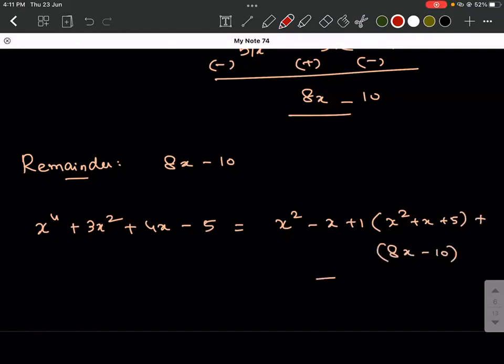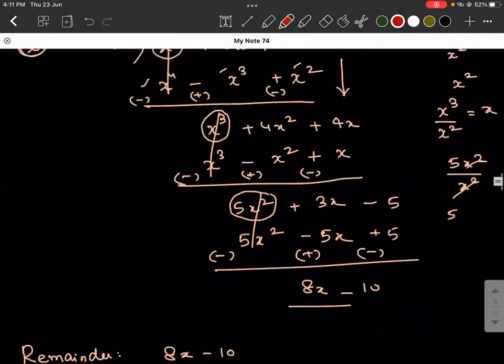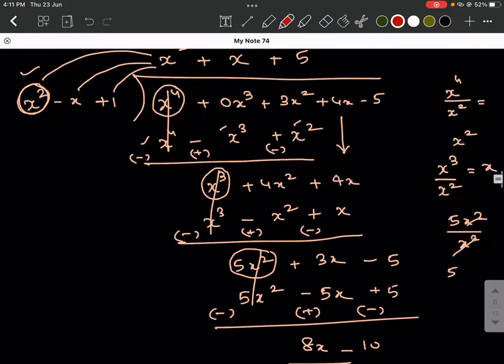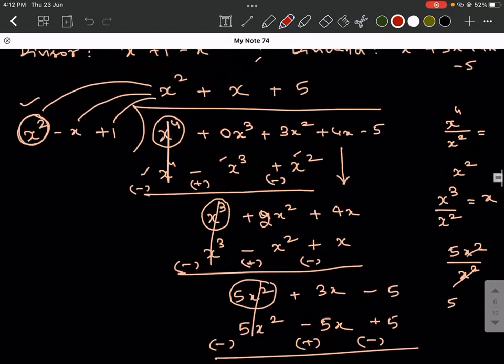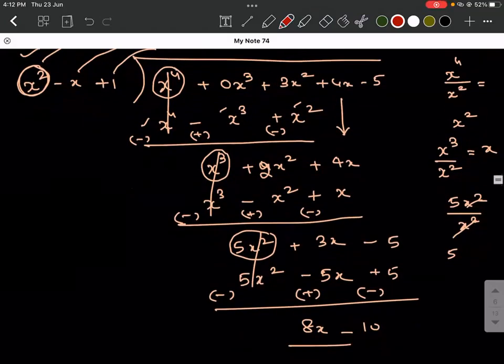Did you understand what I did? Sorry, yes. 6x minus 10. Wait. Oh, sorry, it is 2x square, no? 3x square minus x square. It is 2x square. So how much will this be? There's minus x square. So then it should be 3 there.